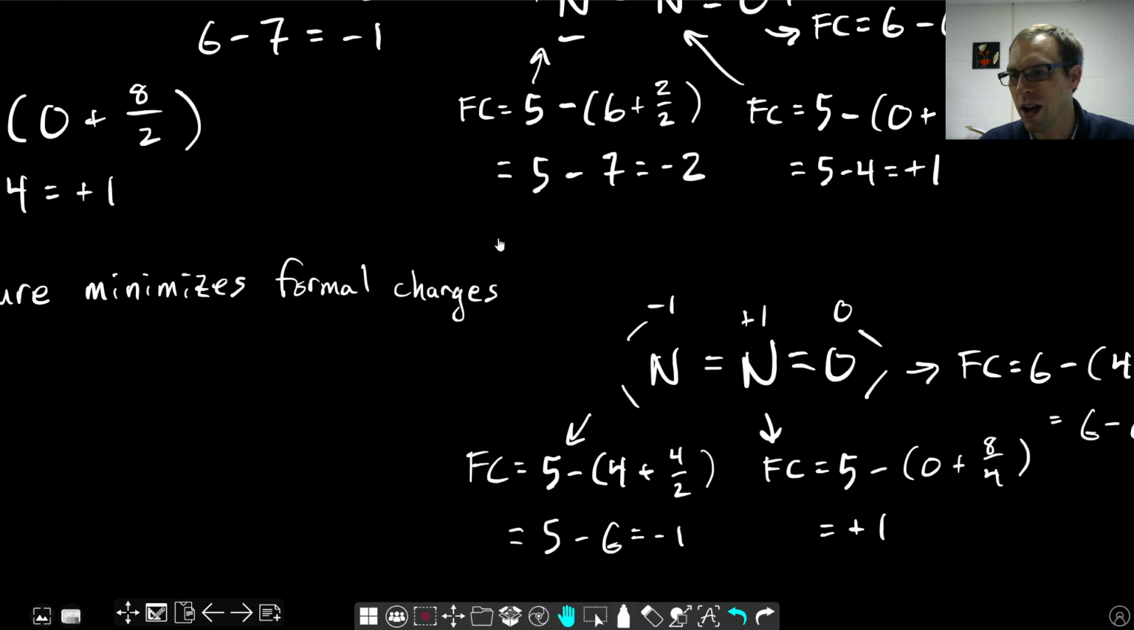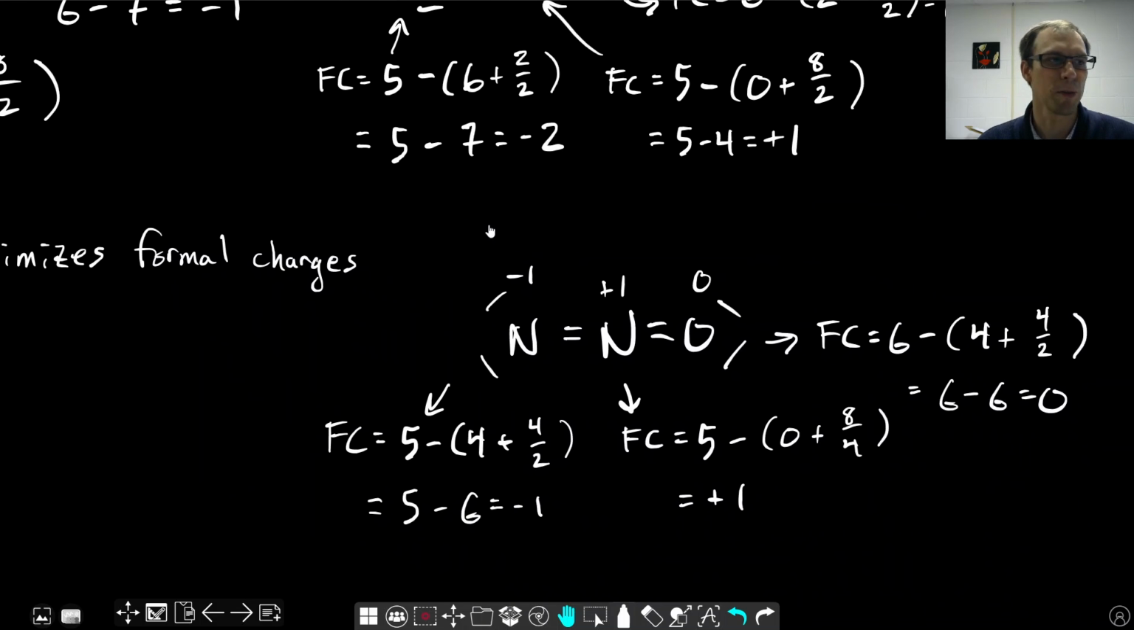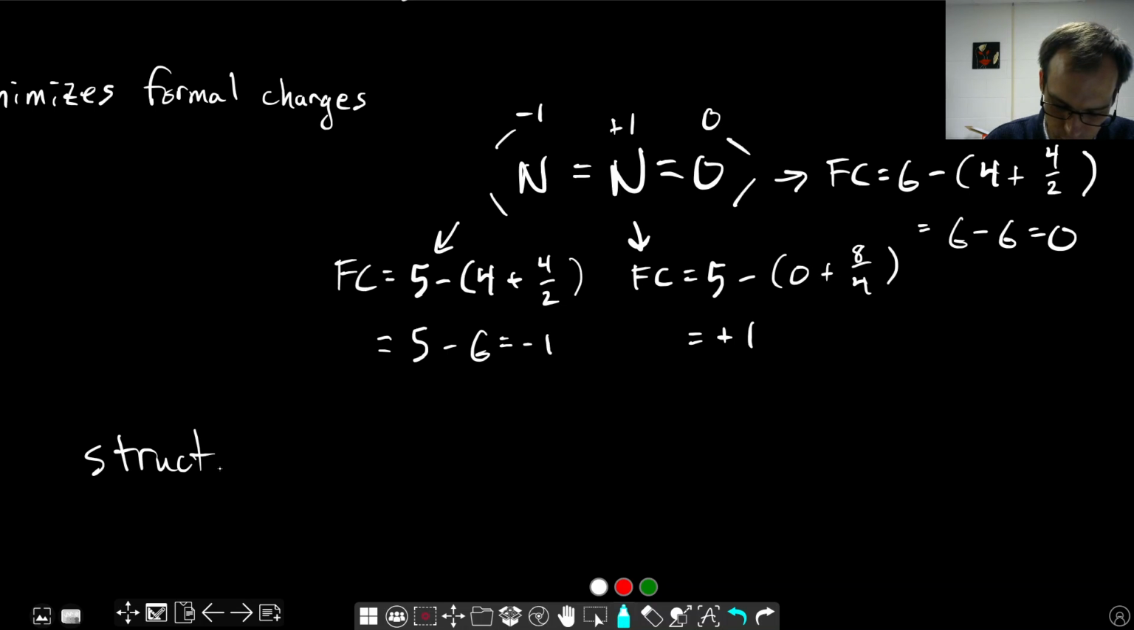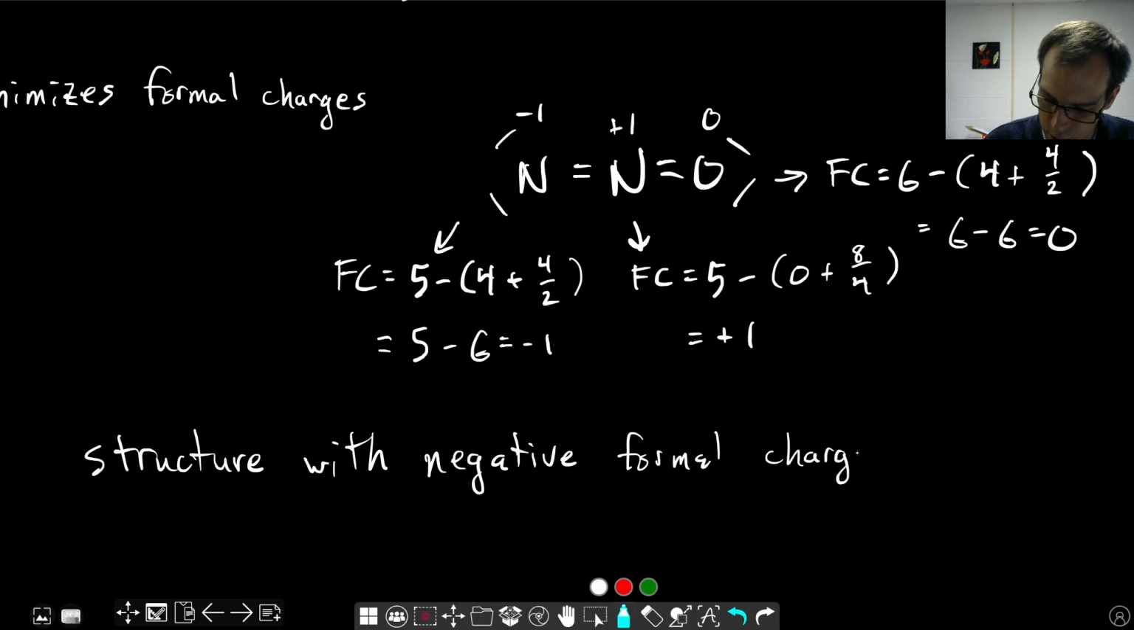So now we come to the other differentiator between formal charges. We want to minimize formal charges ideally. If we minimize them as best we can, how do we then decide between the other ones? We want the structure with negative formal charges on the most electronegative atom.